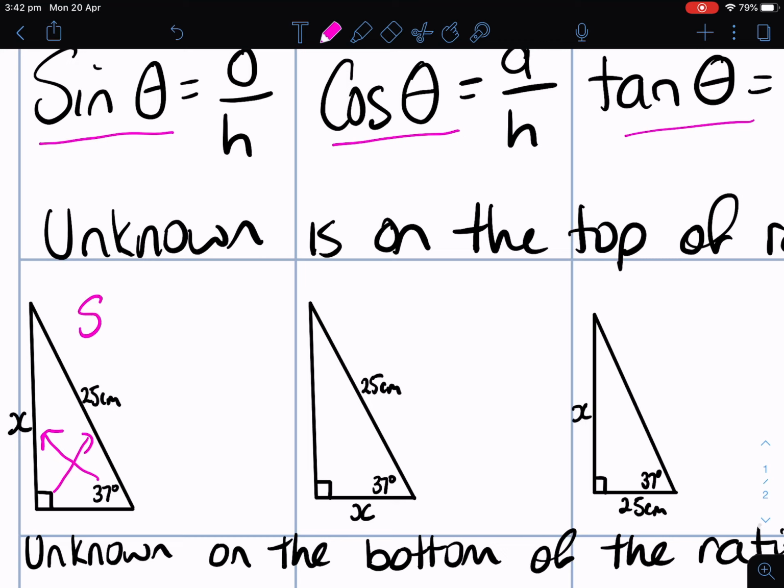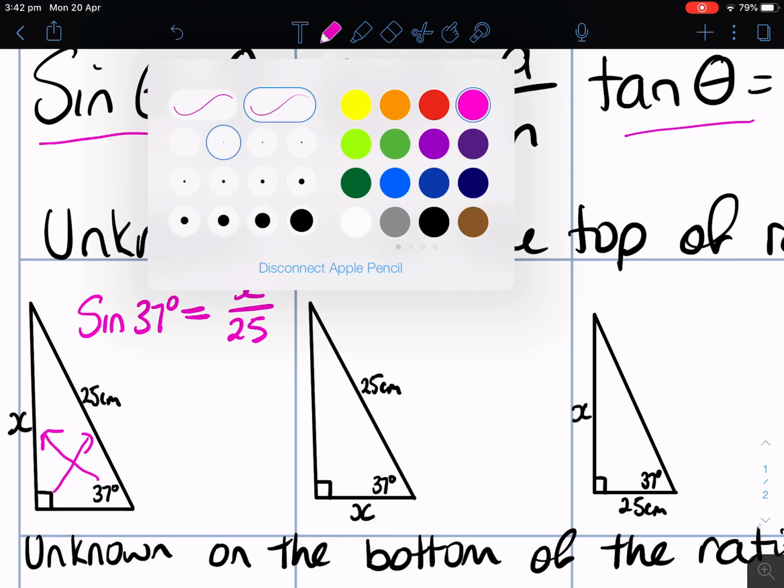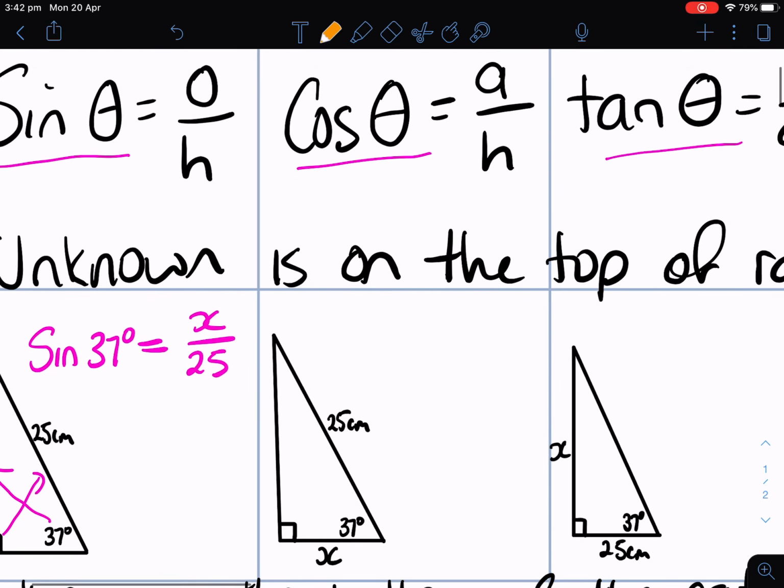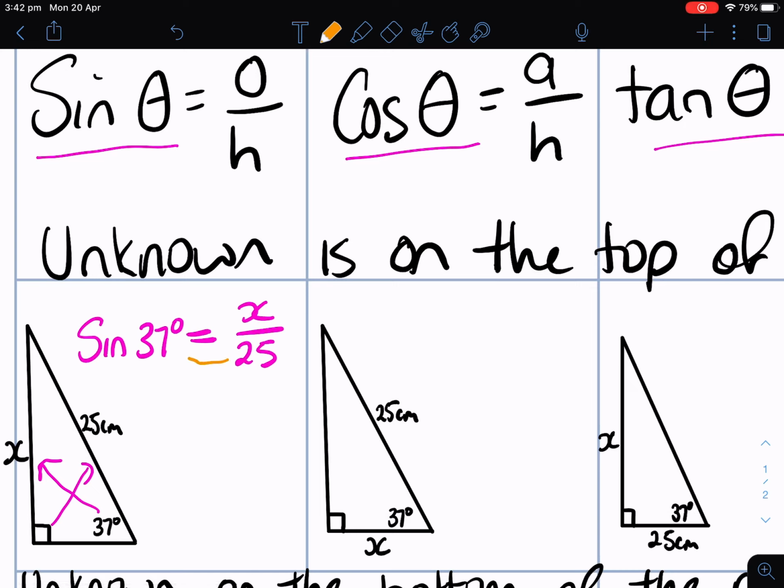So we would write it out as sine 37 degrees equals our opposite, which is x, over our hypotenuse, which is 25. Now you can see here that our x, our unknown, is on the top of our ratio. If we want to get x by itself, we go back to our equation and look at what we need to do. To move the 25 to the other side, we multiply both sides by 25.